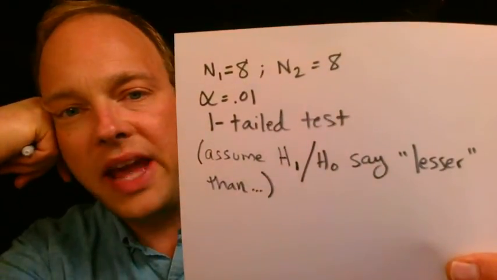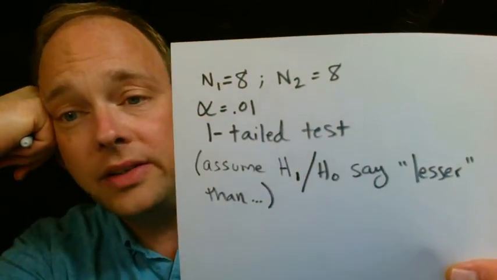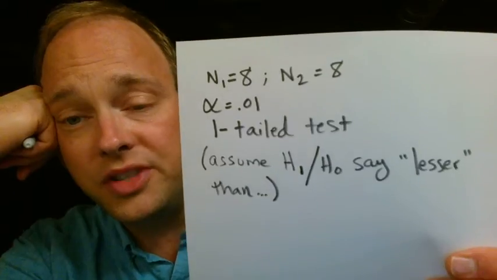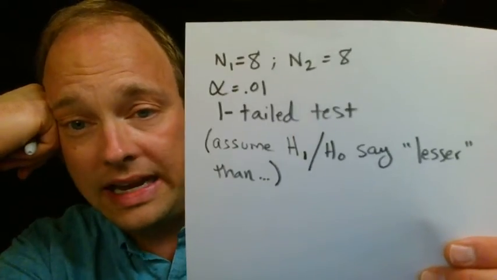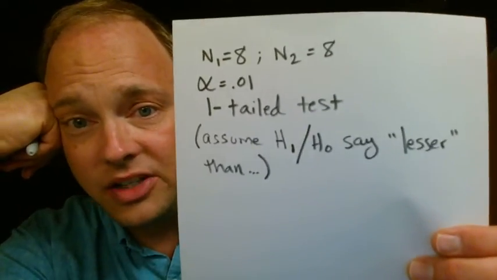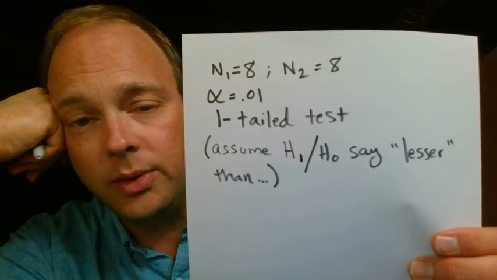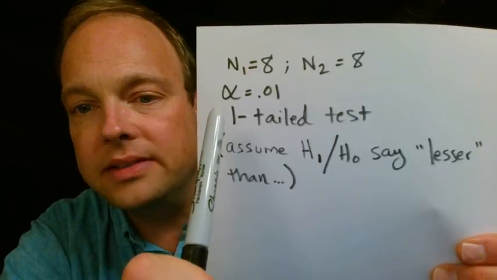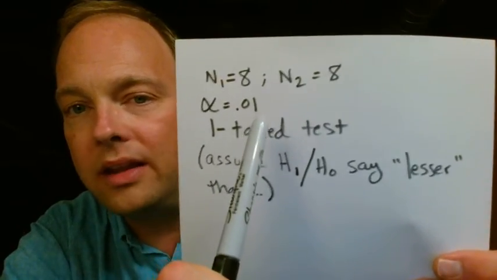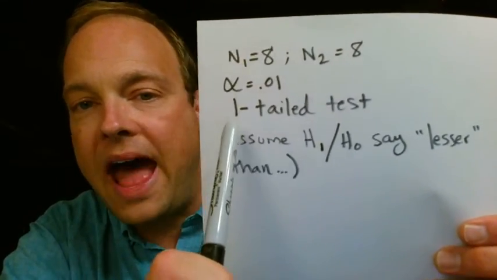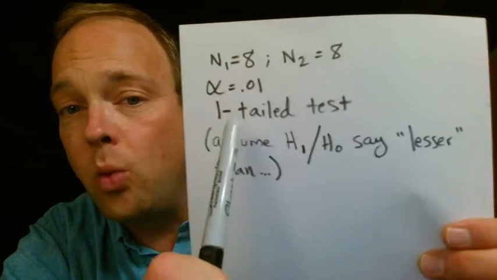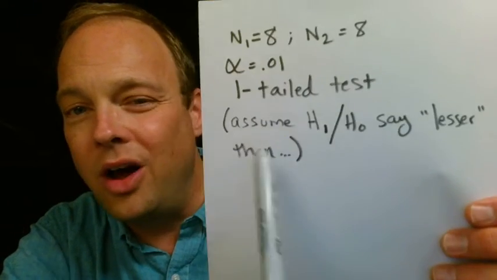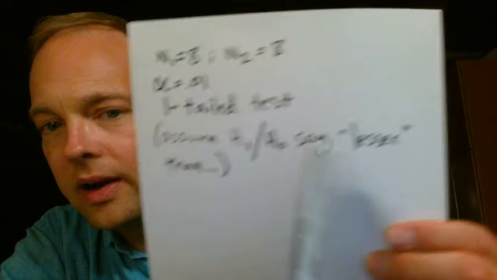N sub 1 equals 8, N sub 2 equals 8, so 2 samples, 2 groups of scores, same size, 8 folks in each, or 8 cases in each sample. N sub 1 equals 8, N sub 2 equals 8. You've been asked to test the hypothesis at the 0.01 level. You've been asked to assume a one-tailed test, but also I added a little bit more detail here.